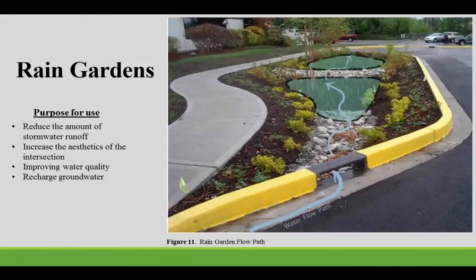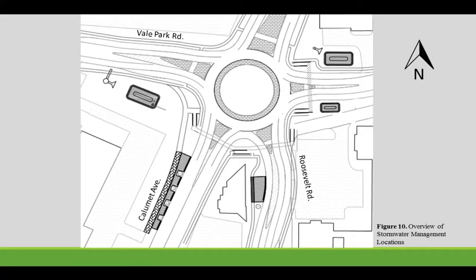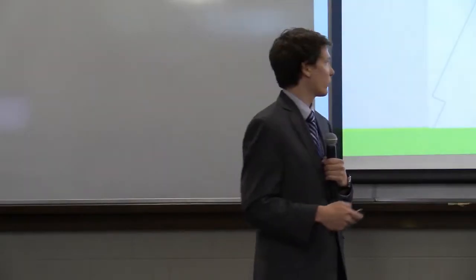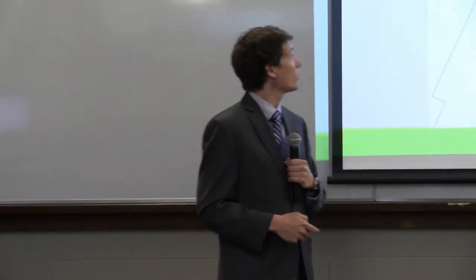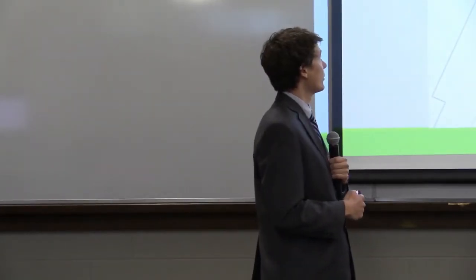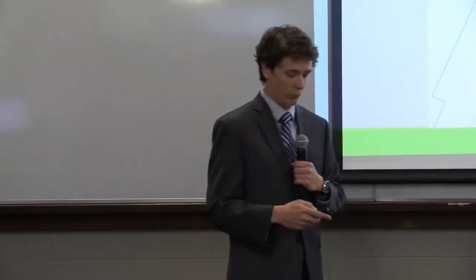Here we can see the permeable pavements on the west side of Calumet Avenue and the west side of Roosevelt Road. The shaded gray areas are the rain gardens, and we'll talk a little bit about them in a bit. And also, we'll be using hydrodynamic separators in series with the rain gardens to get that pollution removal.